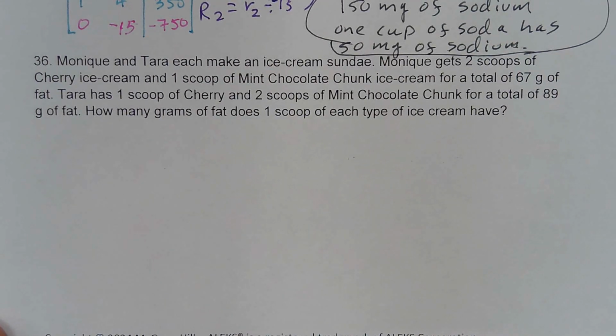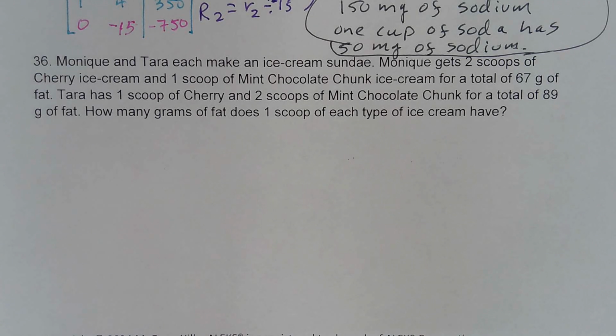Let's try number 36. Okay, now I guess we're doing dessert. I'm not sure how well the sodas are going to mix with the ice cream, but that's okay. Monique and Tara each make an ice cream sundae. Monique gets 2 scoops of cherry ice cream, 1 scoop of mint chocolate chunk ice cream, for a total of 67 grams of fat. Tara has 1 scoop of cherry and 2 scoops of mint chocolate chunk for a total of 89 grams of fat. How many grams of fat does 1 scoop of each type of ice cream have?